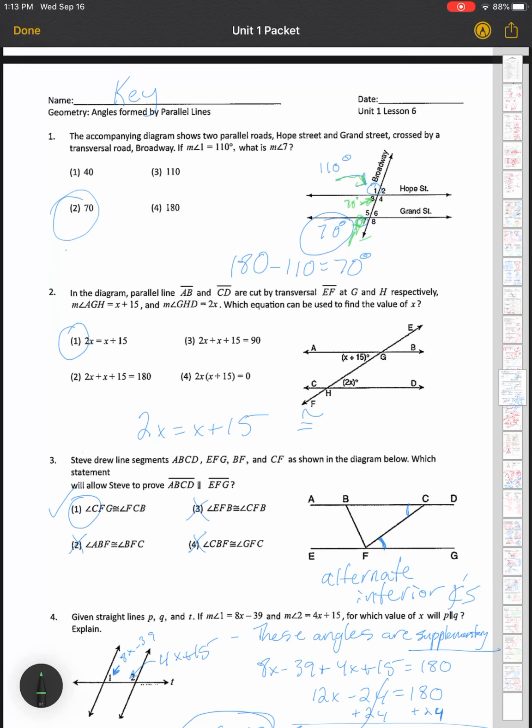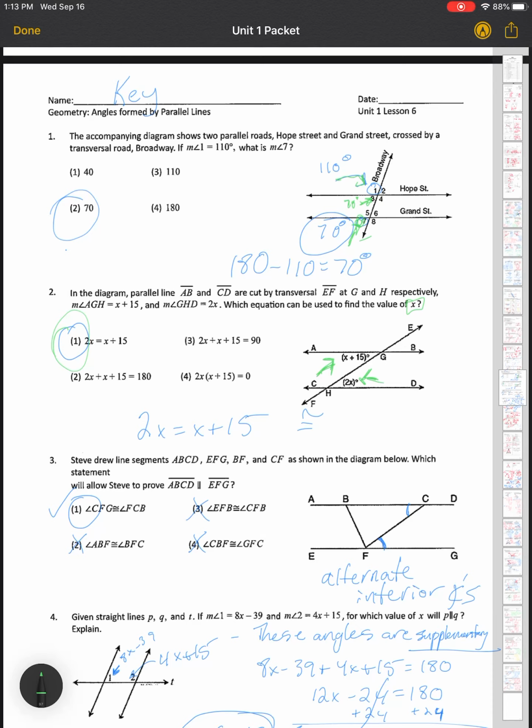For number 2, we have our typical diagram, and we're given that angle AGH is x plus 15. Angle GHD is 2x. Then we're asked to find the value of x. These are alternate interior angles, so therefore we set them equal because they are congruent. And here's our setup: 2x equals x plus 15.